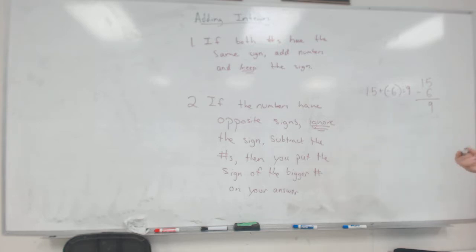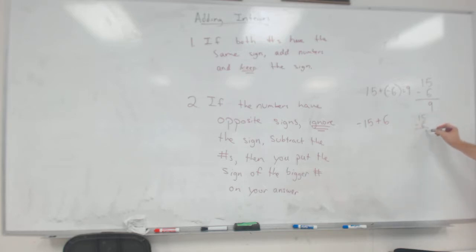But if it's the other way around, if I have negative 15 plus 6, I actually do the same thing. Do you guys see that these two numbers have opposite signs? So I'm going to ignore the signs for a second and subtract those two numbers. There's only one way to subtract them: 15 minus 6. You always subtract the smaller number. You can't really do 6 minus 15. It's 9.